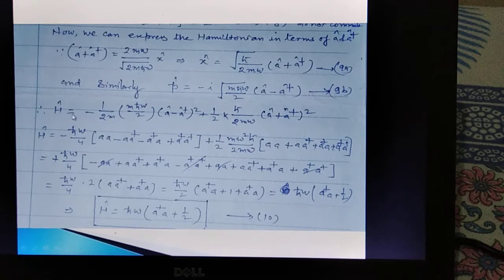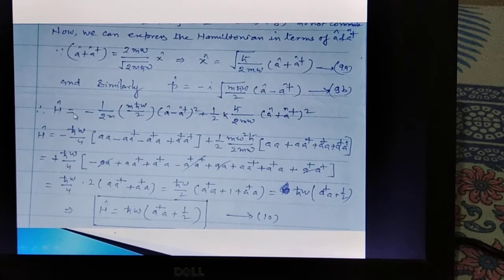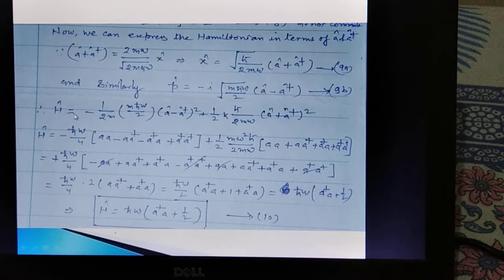and H, we know that H equal to p square by 2m plus 1 by 2 kx square, and k equal to m omega square.